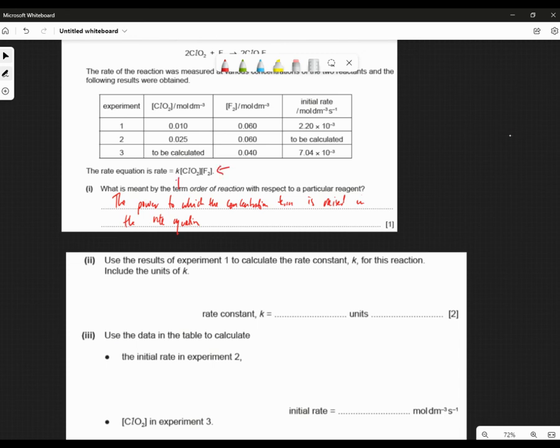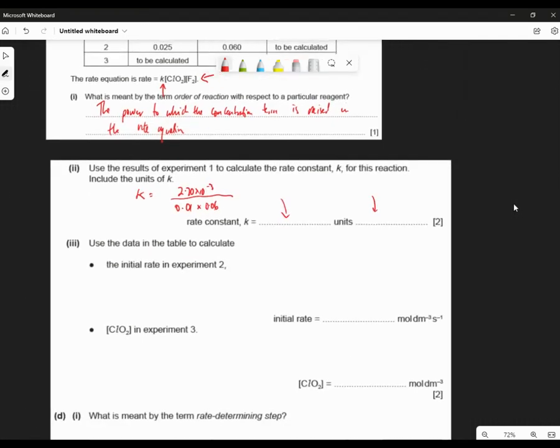So we've got to find K here. K is equal to the rate, and the rate is 7.04 times 10 to the minus 3 divided by the concentration of... sorry, I'm using the wrong one. That's what happens when you rush, I'm afraid. I didn't want this video to be this long. All right, so we're using experiment 1, aren't we? So it's 2.20 times 10 to the minus 3. That's the rate, divided by 0.01 times 0.06. I don't know what that gives me, and I'm not that bothered, really. You can work that out.